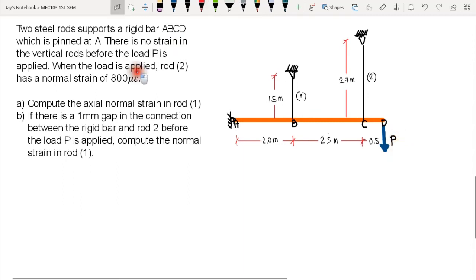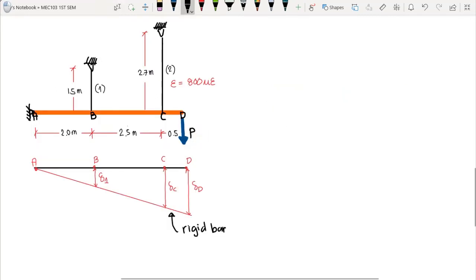However, when the load is applied, rod 2 here has a normal strain of 800 micro strain or micro epsilon. So we have rod 2 here, the strain of which is equal to 800 micro epsilon after the load P is applied. Now, our first question here is to compute the actual normal strain in rod 1. So we need to compute the strain in rod 1 given the normal strain of our rod 2, which is 800. So how are we going to compute this one? Now, if we try to put a load P, the deformation would be this one here.